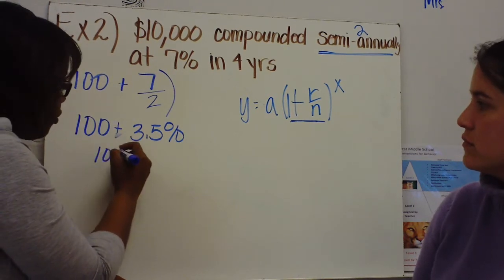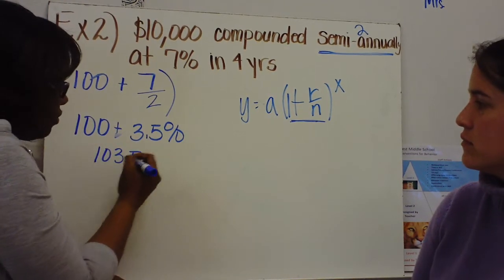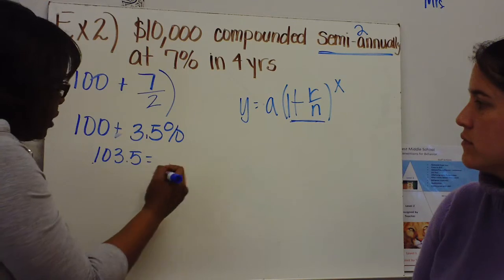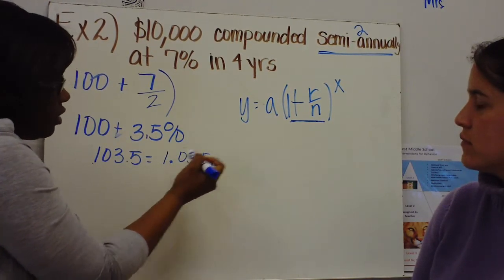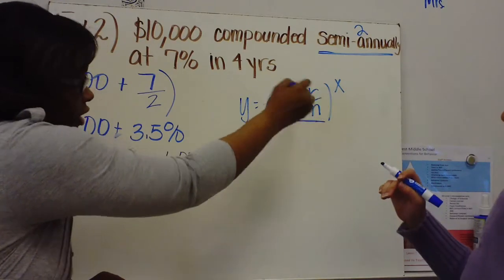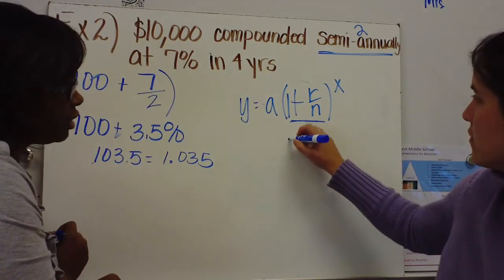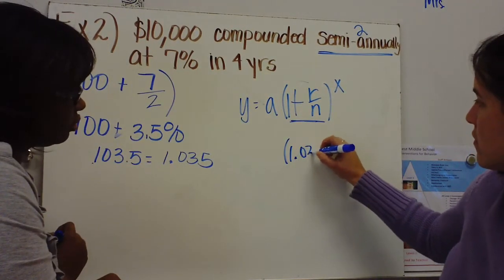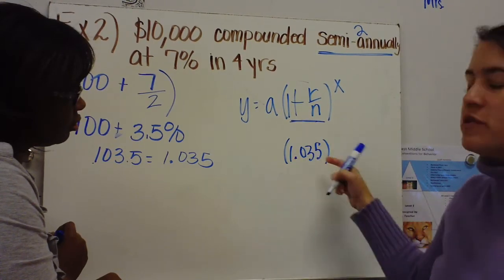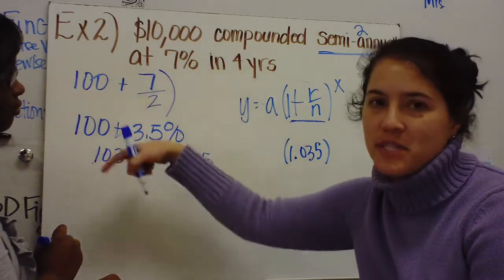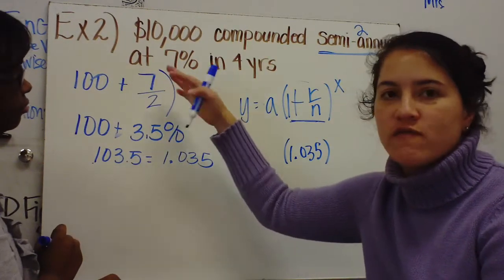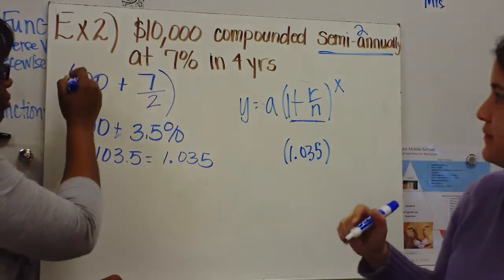So that's 103.5%. And if we change that to a decimal, that's going to be 1.035. So you kind of go ahead and deal with this first. To me, it makes it a lot easier. And if you're confused about where we got this 1.035, then rewind it back and listen to Ms. Barnes' explanation. She was very clear about what we do.